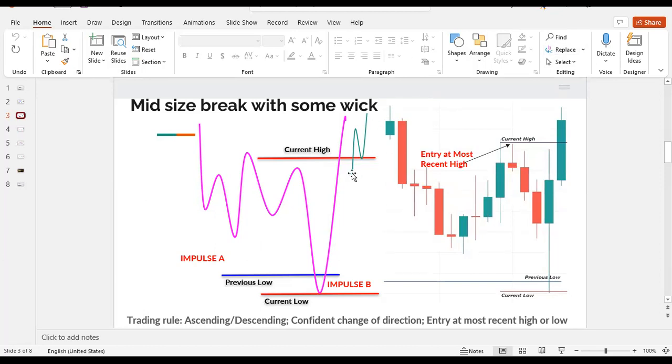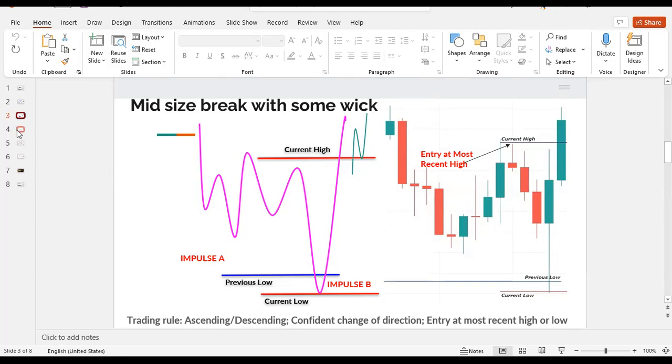So what we'll see, like it's depicted in this green line, the market will break. This is the breaking point. So we will place our order at the most recent high, the highest point before the market broke, which is right here. And then we will expect the market to come back, tag us in, and go with us into the new direction.